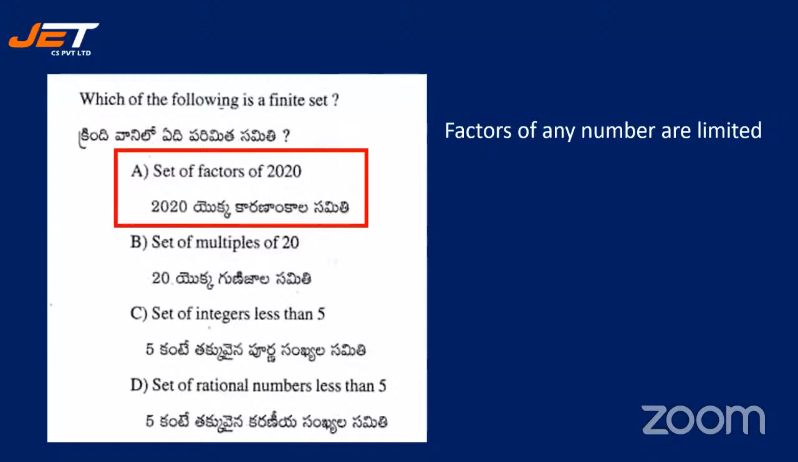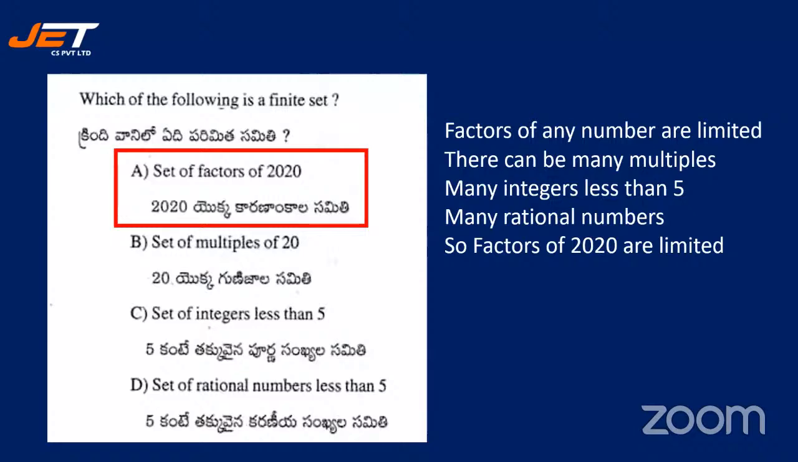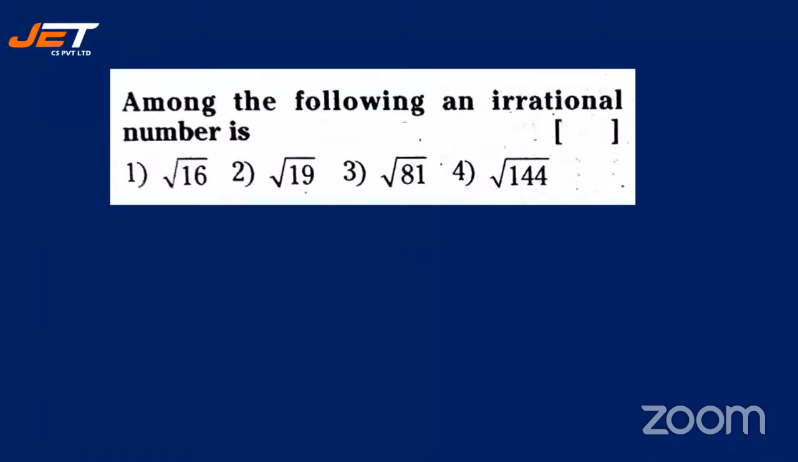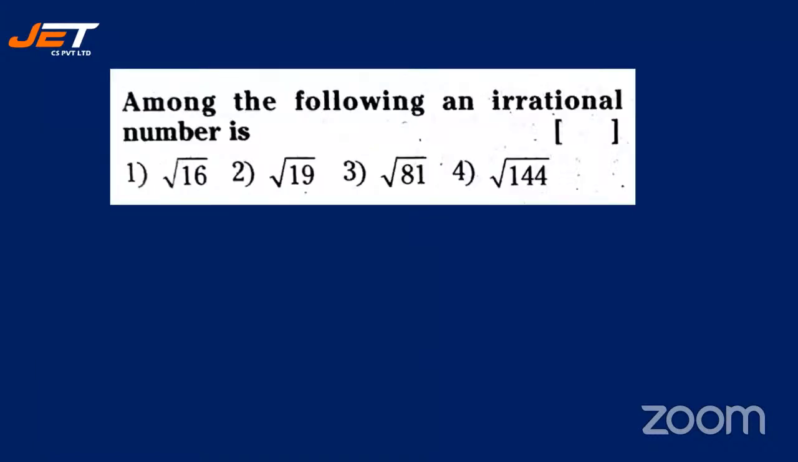Factors of any number are limited. So there can be many multiples, so many integers less than 5, so many rational numbers. So factors of 2020 are limited. All right, students, that is why we have chosen option A, the set of factors of 2020. Many have given me the right answers. Excellent. Let's move on to the next question.